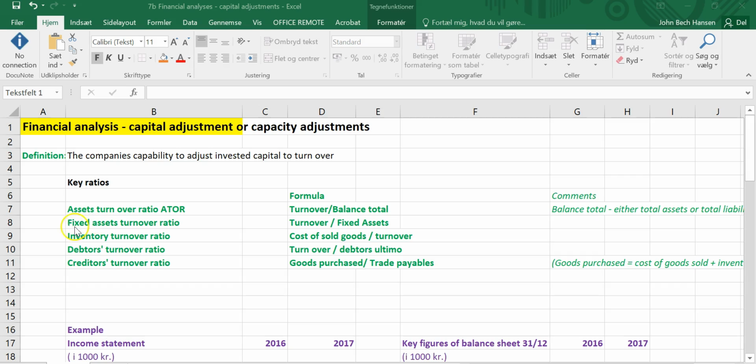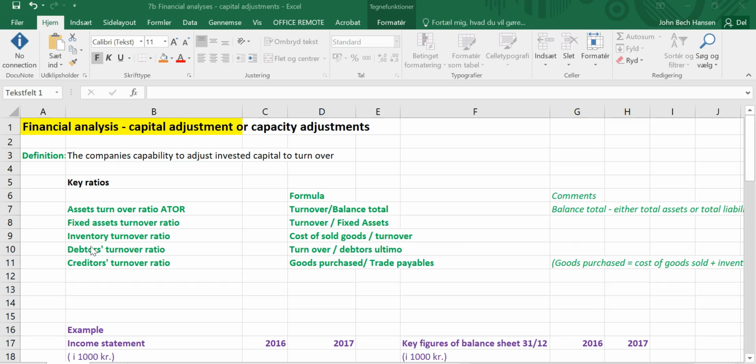And if you want to look into what is actually happening in more detail, you can go down and say, well, I would like to calculate the fixed assets turnover. And again, it's the fixed assets compared to the turnover. So this is the formula: turnover divided by fixed assets. And the current assets, you can take to look into the inventory and debtors. They are normally the main components of the current assets.